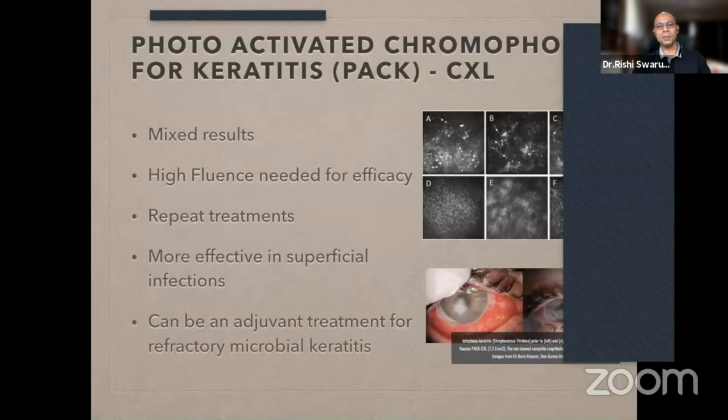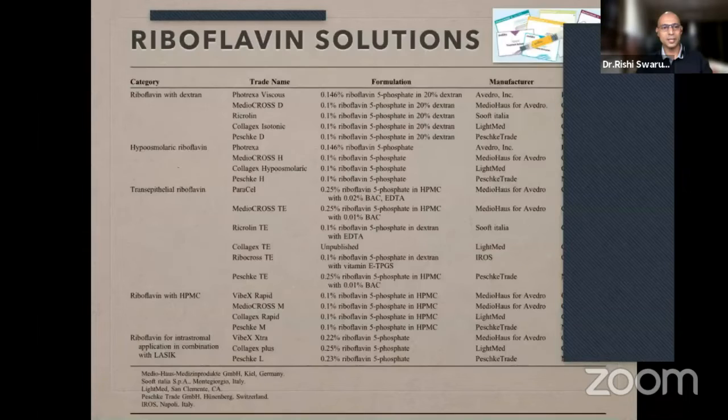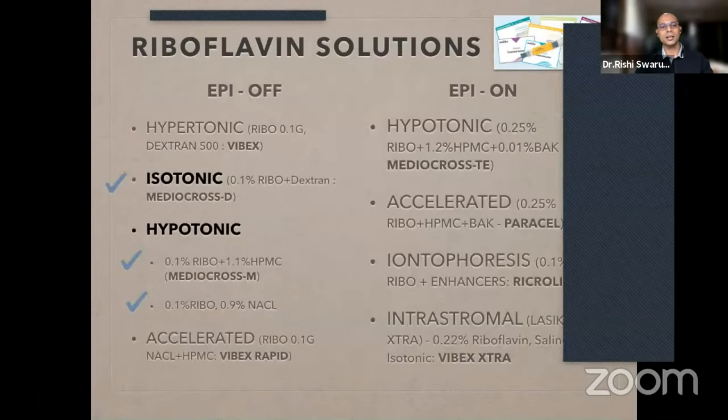And finally, people have combined it with treatment of refractory keratitis, for microbial keratitis. The studies are mixed. It does seem to have some effect, but doesn't work for all cross-linkings. A variety of riboflavin solutions are available, for epithelium off and epithelium on, but essentially I think most of us are now using isotonic riboflavins.